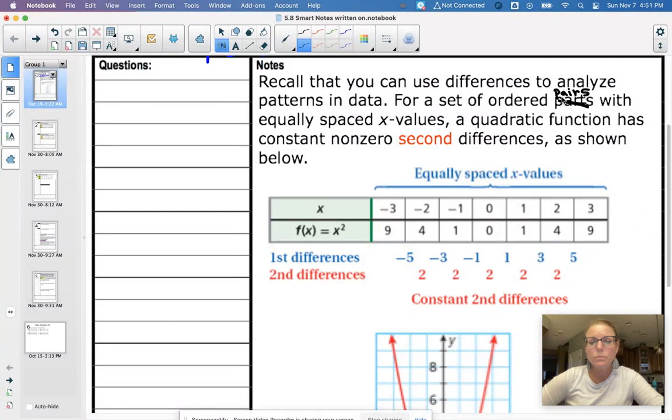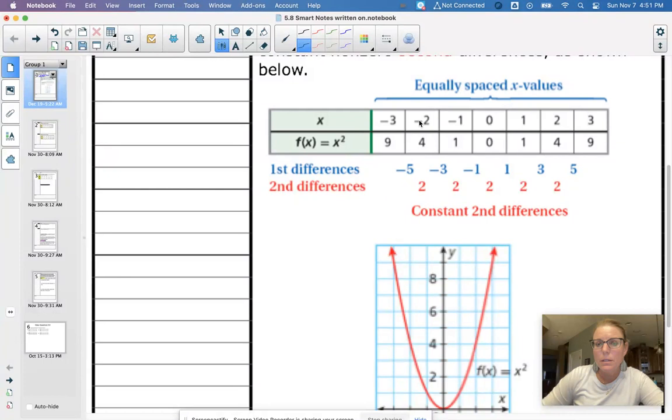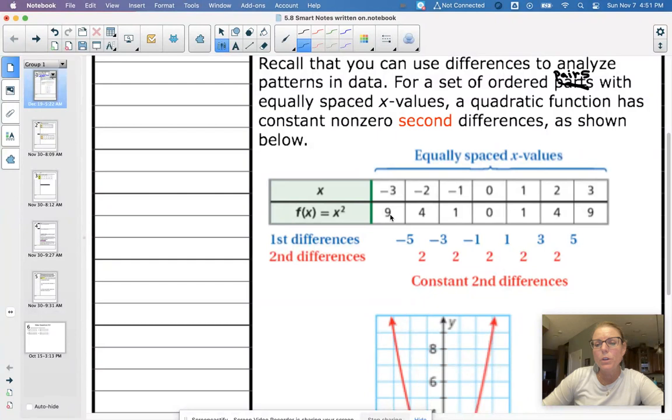So equally spaced x values means, just like it says here, going up by one, up by one, up by one, and then looking at the y values, we're looking at second differences. When we go from 9 to 4, we're going down 5, down 3, down 1, and so forth. And then when we look at second differences, we look to see how these change. When you have constant second differences, you have a quadratic function. And here's a picture of the parabola.